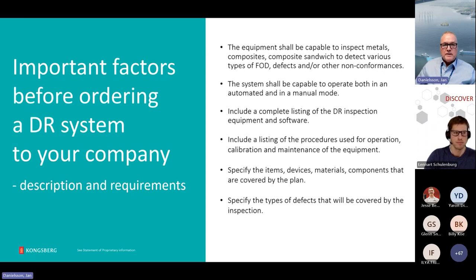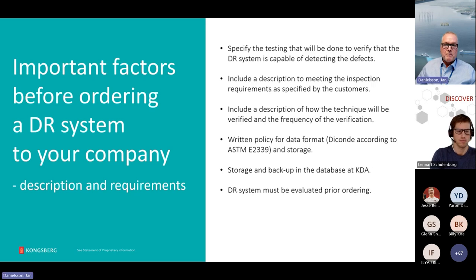Specify the items, devices, materials, components that are covered by the plan. Specify the types of defects that will be covered by the inspection. And have test pieces with all kinds of defects for a product you're planning to inspect in the new non-film system. There are some more factors. Specify the testing that will be done to verify that the DR system is capable of detecting the defects.